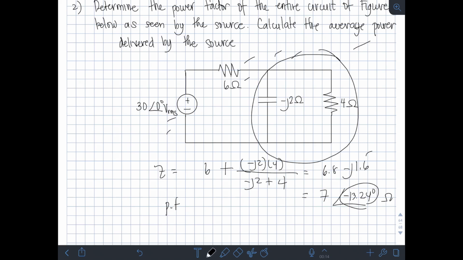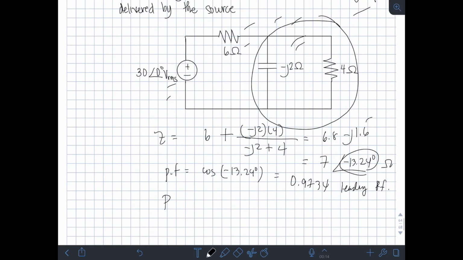Right? So, therefore, power factor is equal to cosine ng negative 13.24 degree. So, using calculator, ilan ito? 0.9734. So, dahil capacitive tayo, leading power factor. Okay? Now, next requirement is calculate the average power. So, meron tayong formula na average power is equal to S times power factor, right? So, meron na tayong power factor.